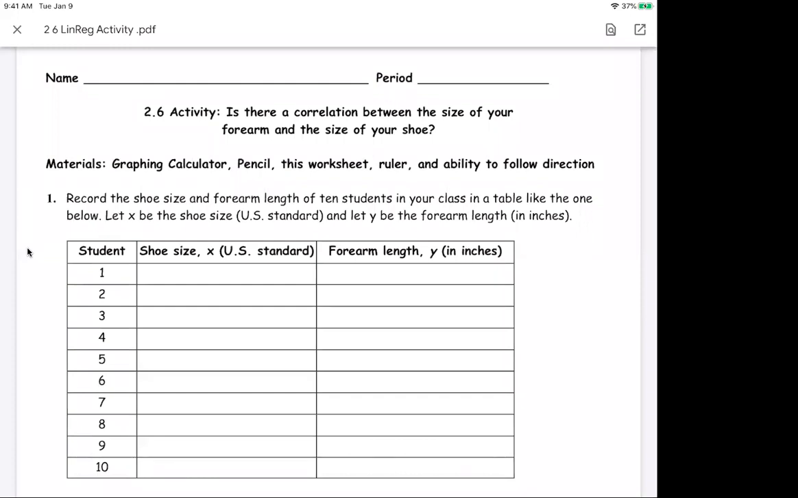So what we're going to do is record the shoe size and the length of your forearm. So your shoe size, like I wear a 6.5. That's pretty easy. However, I am a female, and if I said to a male in our student, I wear a 6.5, they would calculate that into a male size. So a 6.5 as a female is actually a shoe size of 5 in the male size.